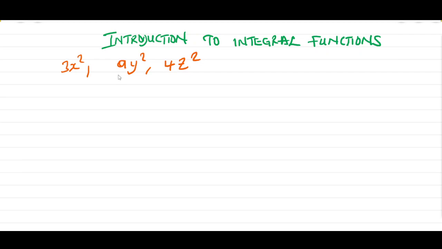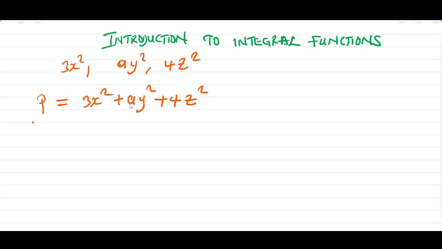Then here you see that the power of x is integral and positive. Likewise the power of y. So if we call this expression p, then it's 3x squared plus, let's say, ay squared plus 4z squared. Now this p is a function of x, y, and z. Here a, 4, and 3 are all constants. They will not change in value. P will depend on x, y, and z. Like the value of p will depend on the value of x, y, and z.